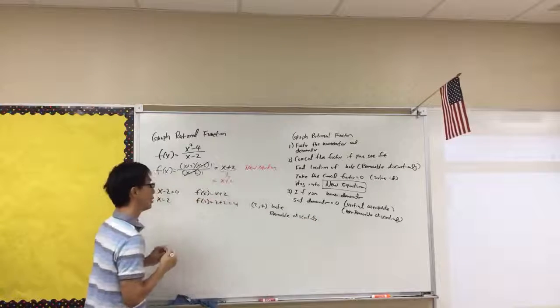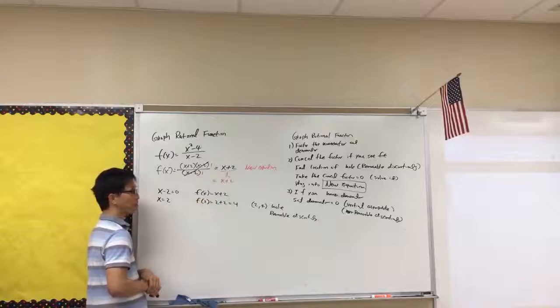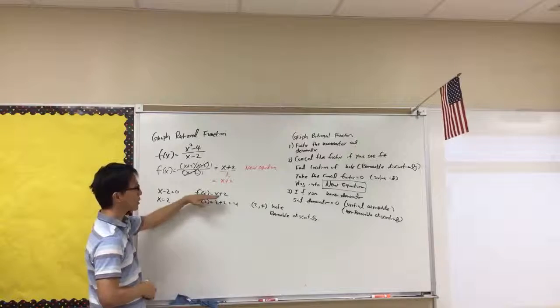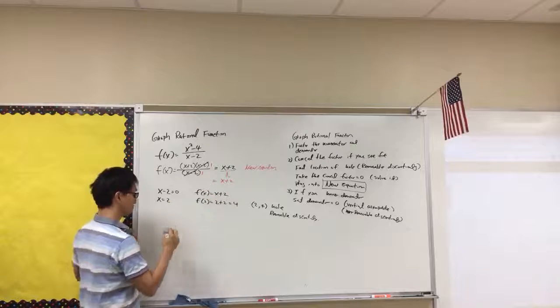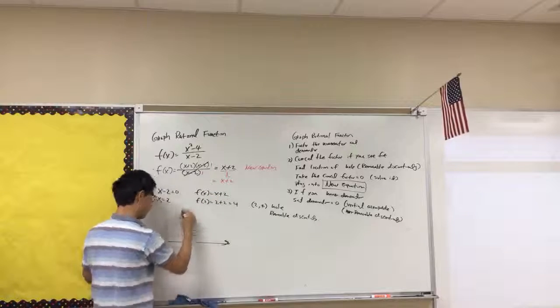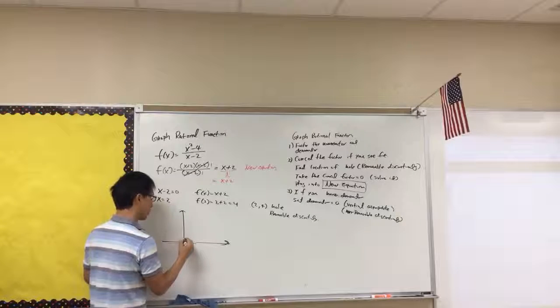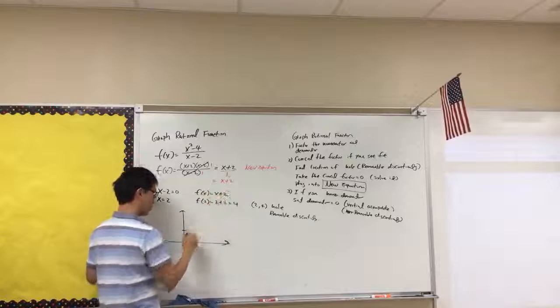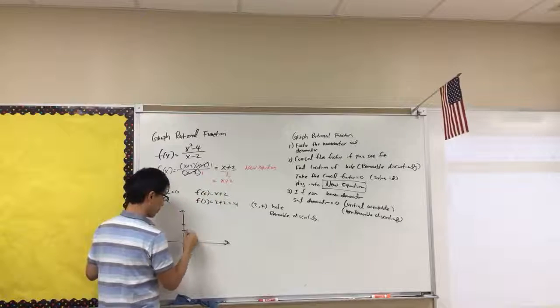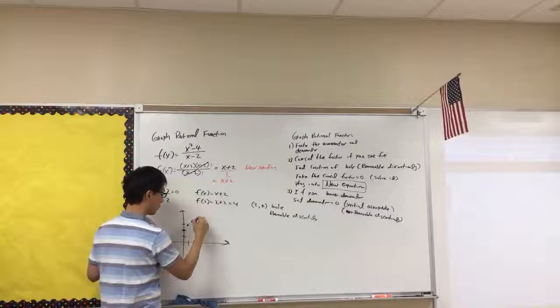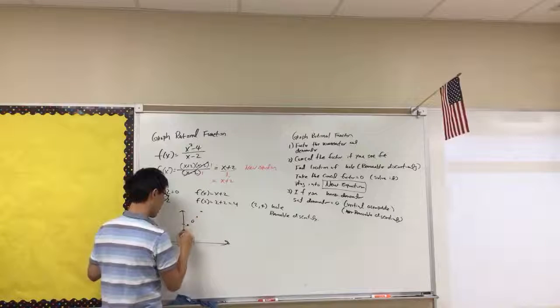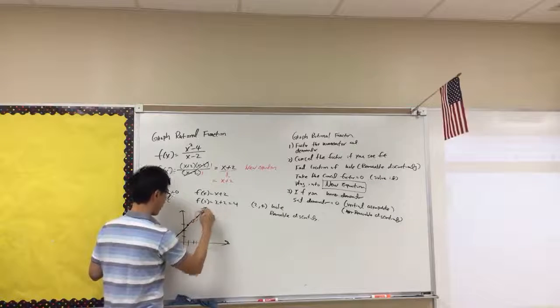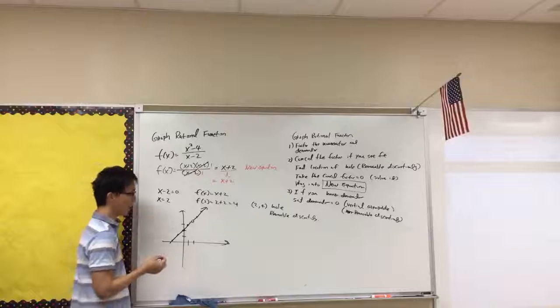So (2, 4). Now you can graph the new function. What is the new function? x plus 2. We know how to graph that. The y-intercept is 2, and what's my slope? It's 1. So it's going to go like here, and like here. And (2, 4) is going to give me a hole. So it's a straight line, but there's a hole.